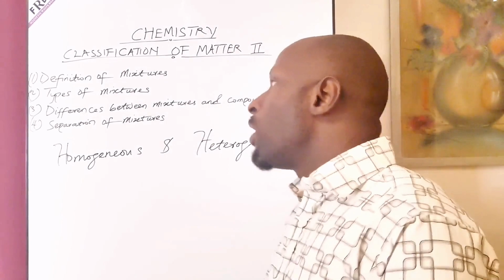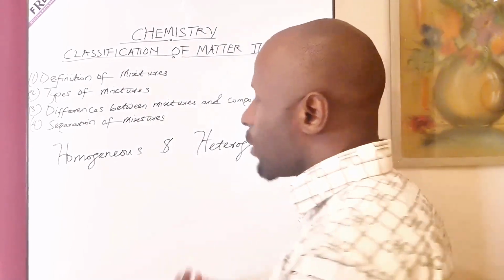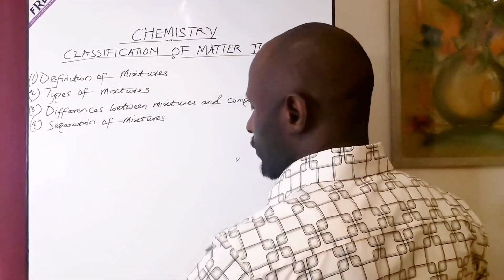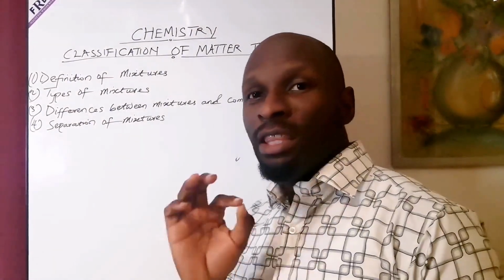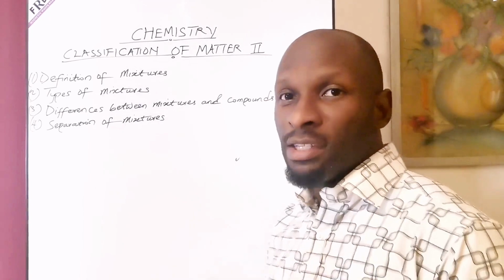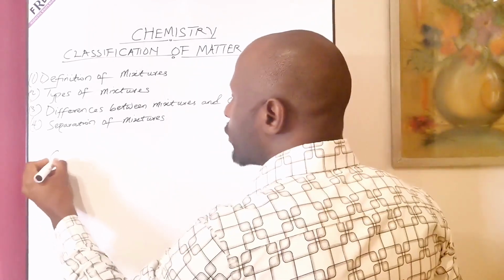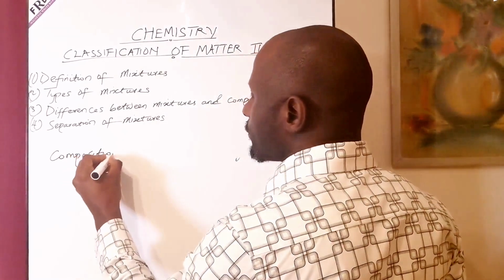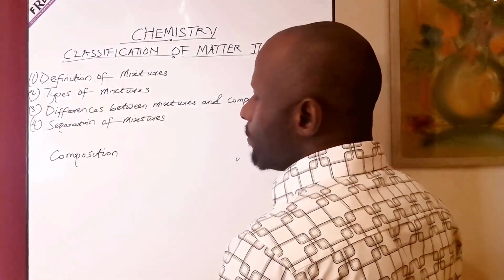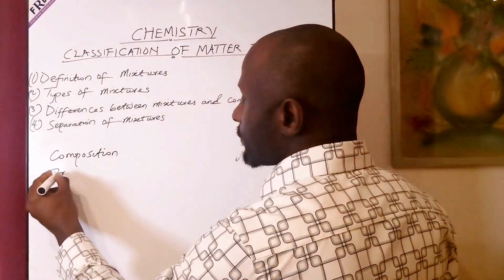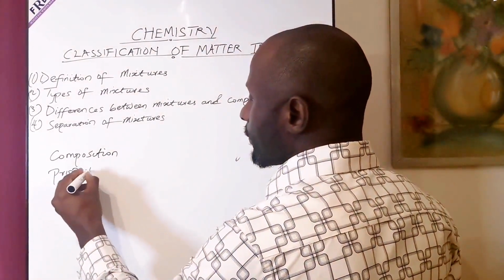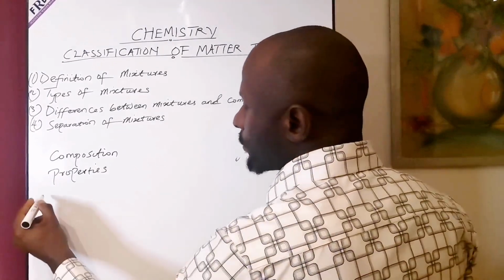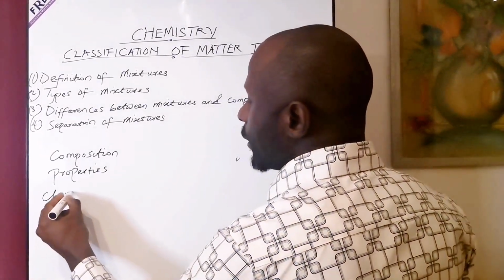Now, if we want to differentiate between mixtures and compounds, how do we differentiate between a mixture and a compound? Basically, we can differentiate them based on the following points. We can talk about composition, okay? We can talk about properties. We can talk about chemical change.